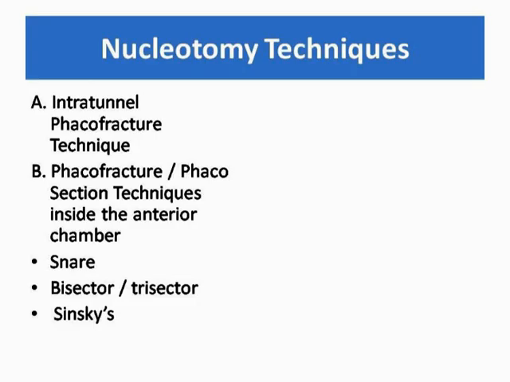Nucleotomy techniques can be broadly divided according to location. Intratunnel phaco fracture is the technique by which the nucleus is broken into pieces inside the sclerocorneal tunnel and taken out through as small as a 4 mm incision. In phaco fracture and phacosection techniques, the lens nucleus is broken or cut into 2 or more pieces with the help of a snare, bisector, trisector or Sinskey's hook inside the anterior chamber.